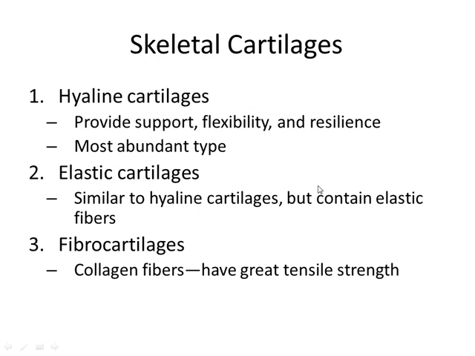Okay, 3 types of skeletal cartilages: hyaline, elastic, and fibro. Just kind of review from Unit 2. The hyaline are the most abundant. You have them pretty much everywhere. They're mostly for support. They do provide for some flexibility.